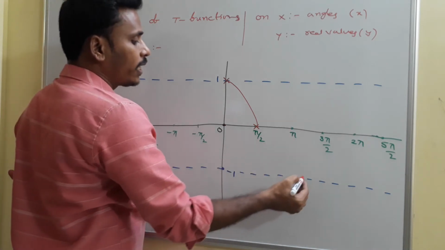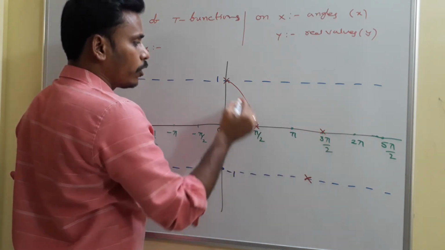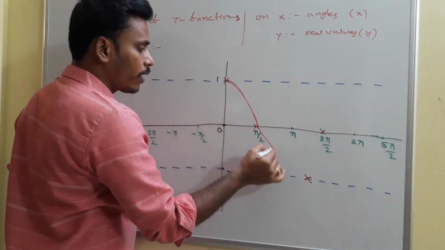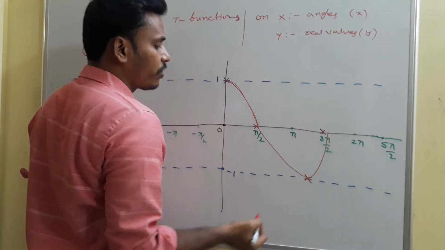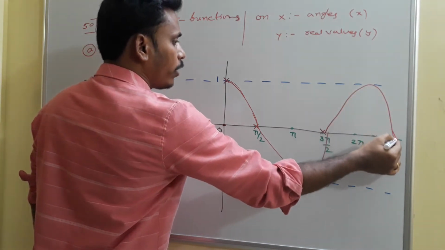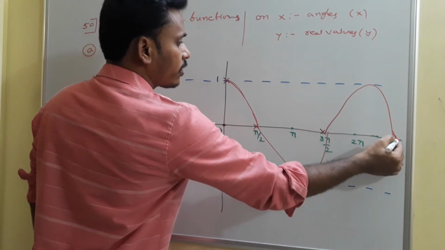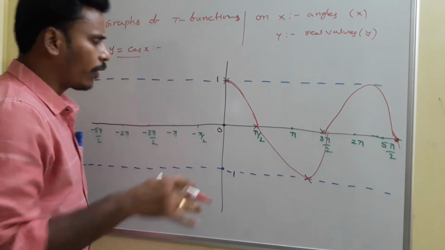Whereas cos 180 degrees is minus 1, and again cos 3 pi by 2 is 0. So the graph will continue like this. Again cos 360 degrees is 1, and cos 5 pi by 2 is again 0. You need to mark this as 5 pi by 2. Again, you will get a wave curve shape.